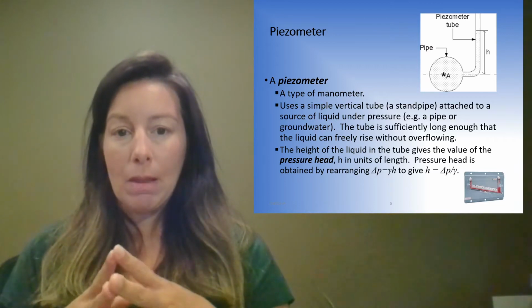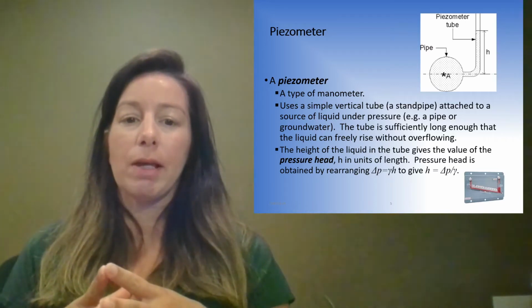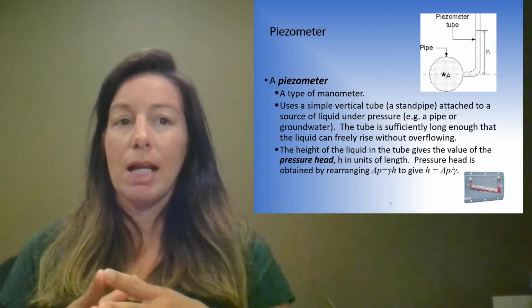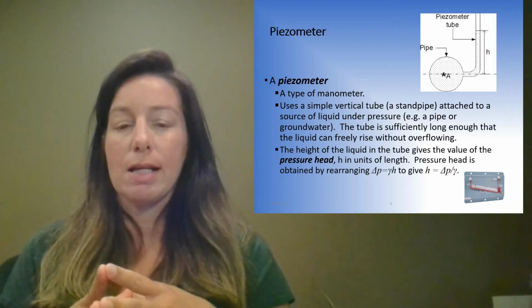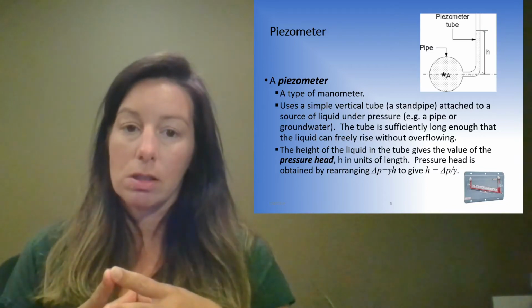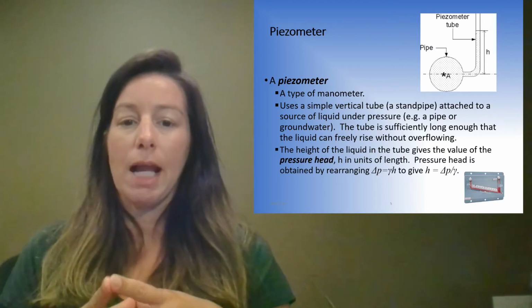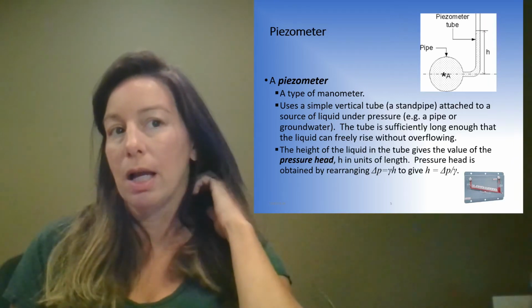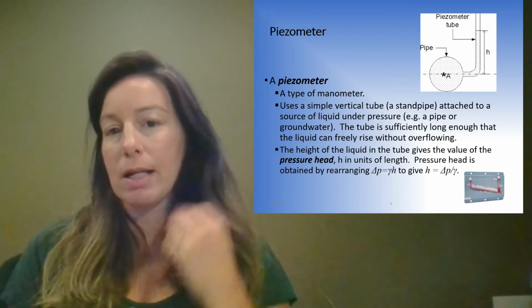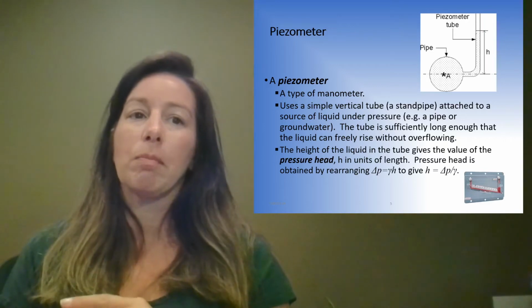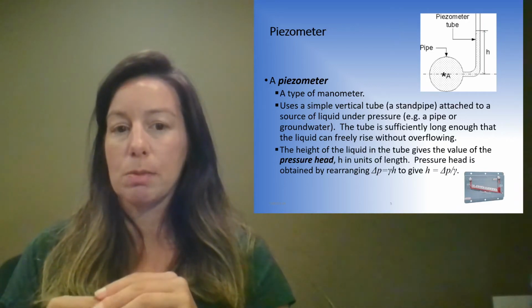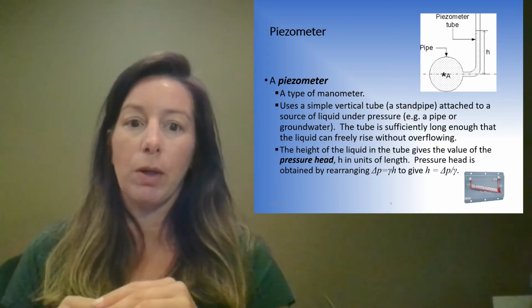Okay. So the height of the liquid in the tube gives a value called pressure head, and it's in units of length. It's denoted as H in this course. Pressure head is obtained by rearranging this: the change in pressure is equal to the specific weight times the height, so the height is equal to the change in pressure over the specific weight of the fluid. Okay.